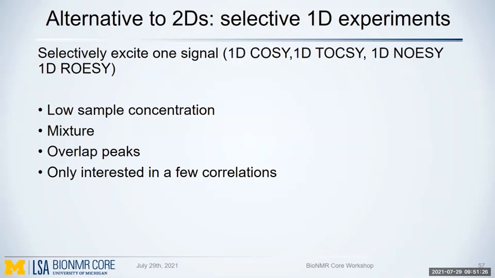For those 2D experiments, COSY, TOCSY, NOESY, and ROESY, they can actually be run in a 1D version. So this is called selective 1D experiments. In this kind of experiment, instead of running a 2D experiment that can take a very long time, maybe half an hour to an hour, you can run a selective 1D experiment. Each of those 1D can just take a few minutes. This kind of experiment can be especially useful if you have low sample concentration, or if you have a mixture sample, there are a lot of overlapping peaks, or you are only interested in a few correlations.